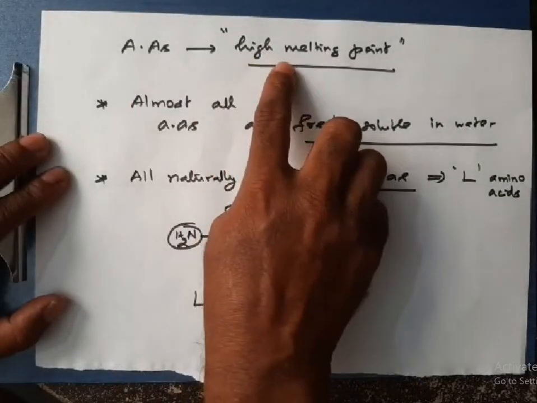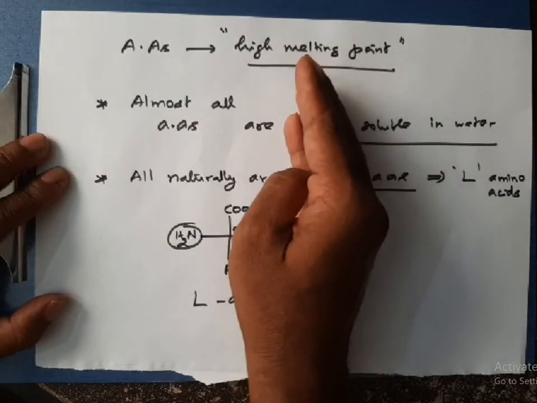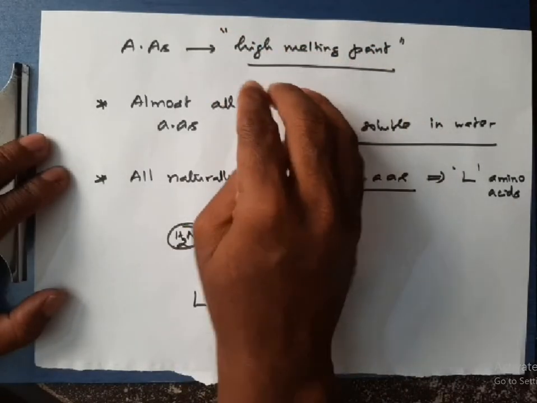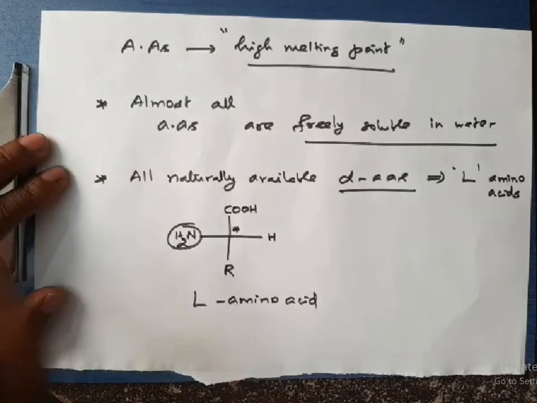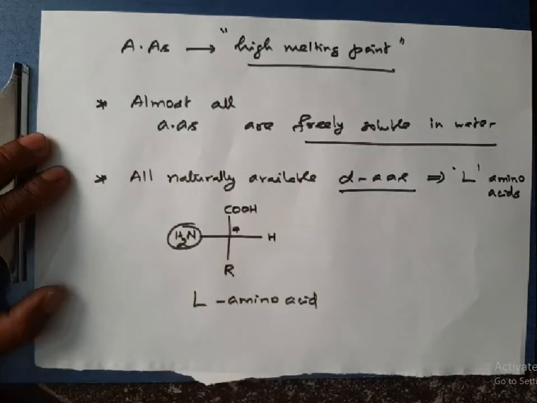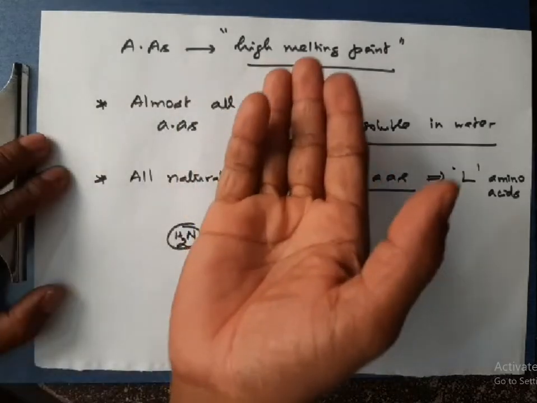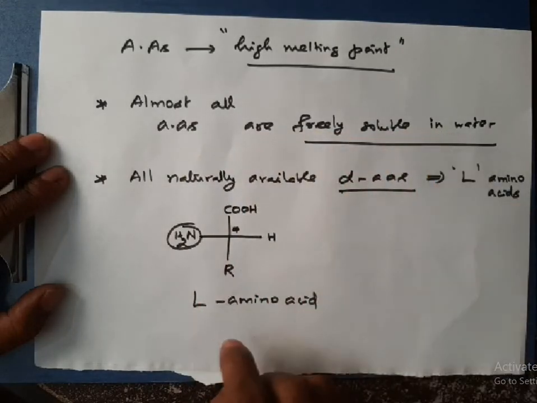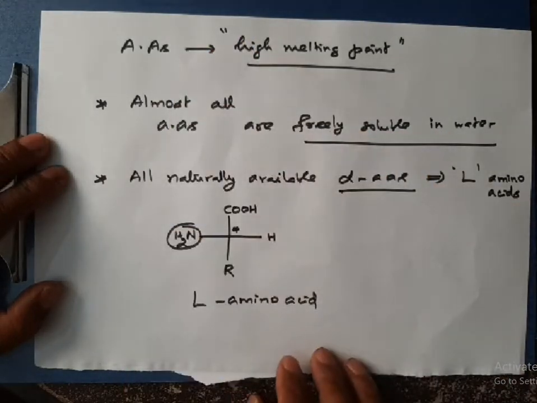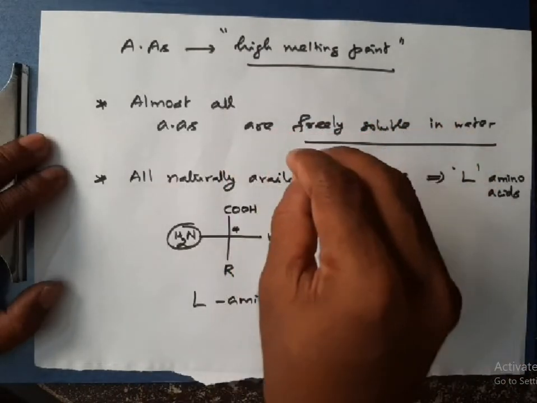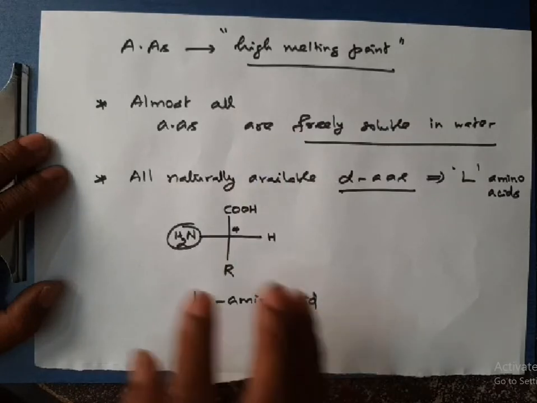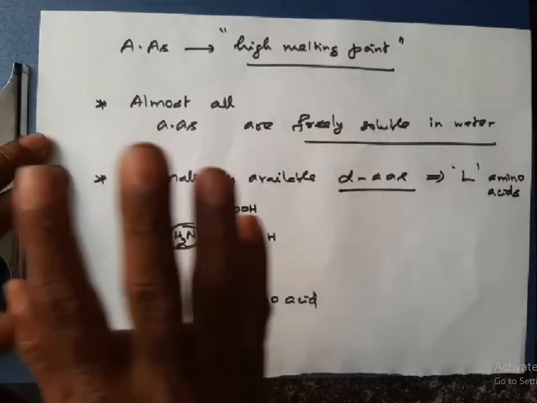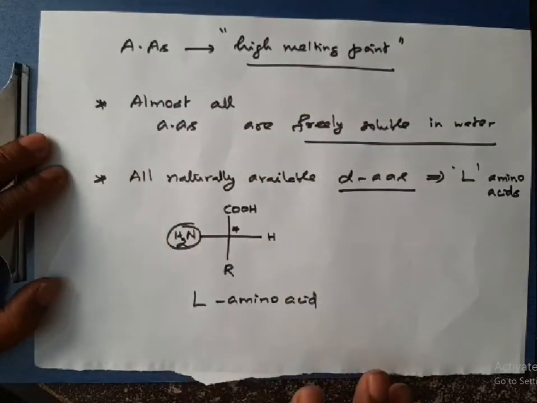Amino acids have high melting points compared to other organic compounds. Why? The reason is that in solid state amino acids exist as zwitter ions, which are held together by strong electrostatic force. And almost all amino acids are freely soluble in water. Why? Because they exist as ionic compounds. They readily get solvated when you add the amino acid in water. Therefore, almost all amino acids are soluble in water. Keep this in mind. Few amino acids are partially soluble, but almost all are freely soluble.